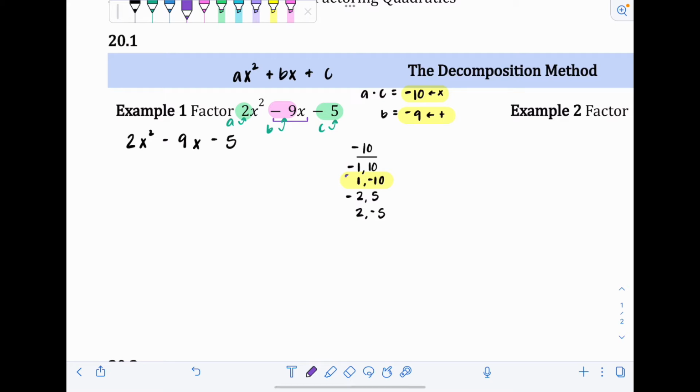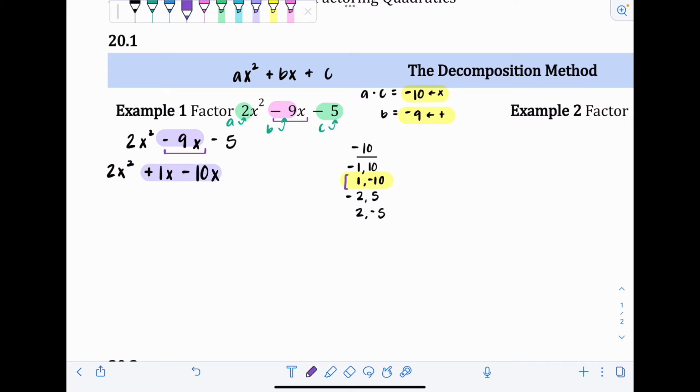This pair of numbers, the 1 and the negative 10, is how I'm going to break down my negative 9x. So I'm going to first just copy down the 2x squared, and then instead of negative 9x, I'm going to put a positive 1x and a negative 10x.